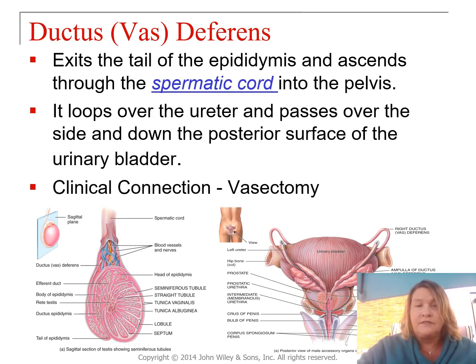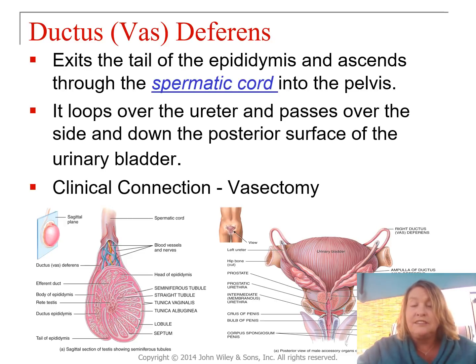All right, the ductus deferens, or the vas deferens, this exits the tail of the epididymis, right? It ascends through the spermatic cord into the pelvis. And it's really unique. It loops over, and you can see this in the lab on the models. It loops over the ureter, and passes over the side and down the posterior surface of the urinary bladder.